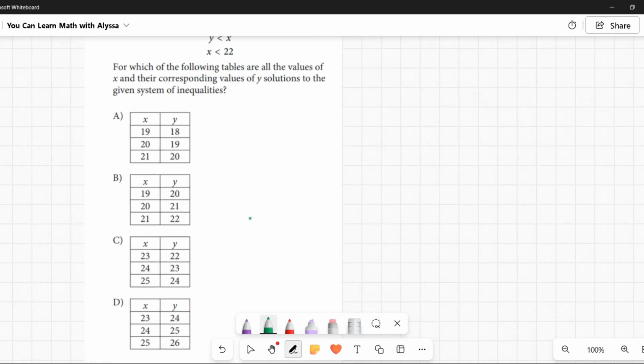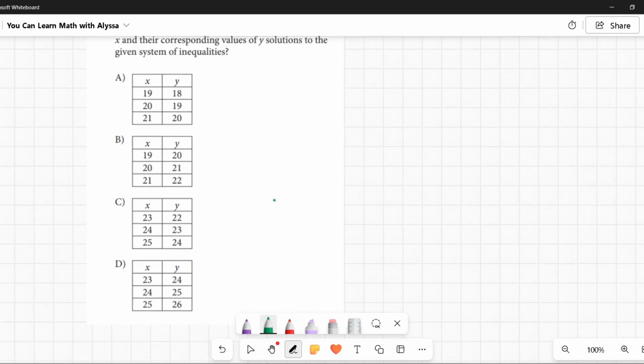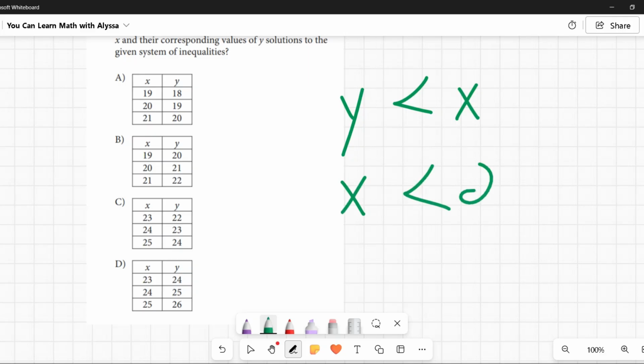And I'm going to zoom in a little bit. I'm going to cut it off, but I'm going to rewrite. It was y is less than x and x is less than 22. So just start with the first one. Y is less than x. And very quickly scan and see which of these are not fulfilling that. All right, the first one here is y less than x for each one. Yeah, 18, 19, 20, that's less than 19, 20, 21. Each pair is less.